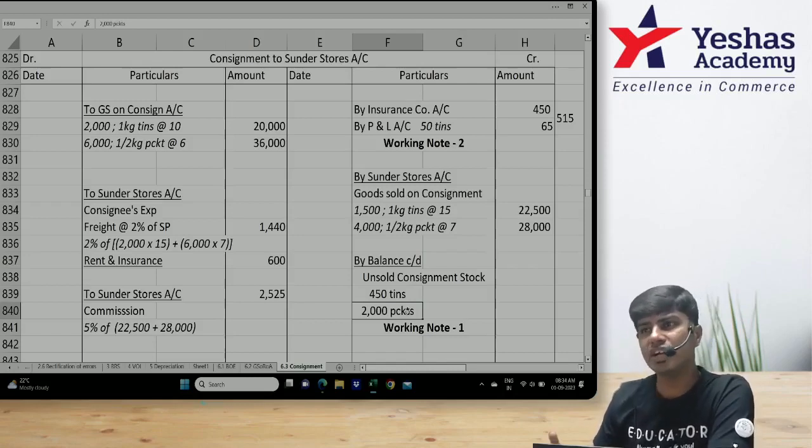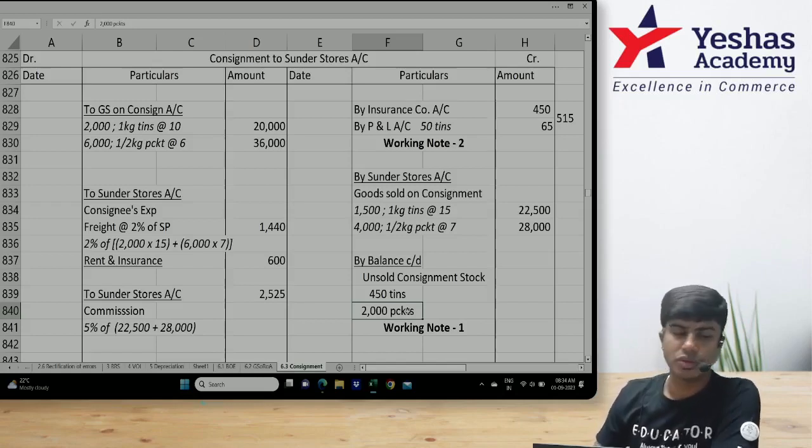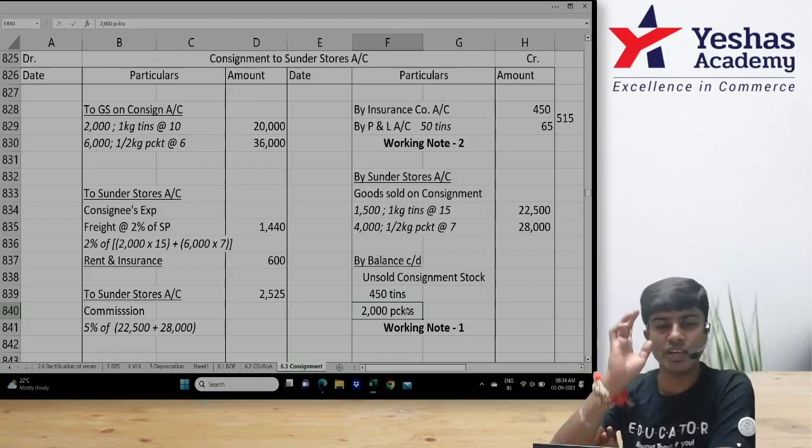How do we find it? Shall we continue with that working note, whatever we were doing? Or do you want me to teach how to do it in the calculator without doing the working? Both ways. Okay. Now, first we'll do tins.